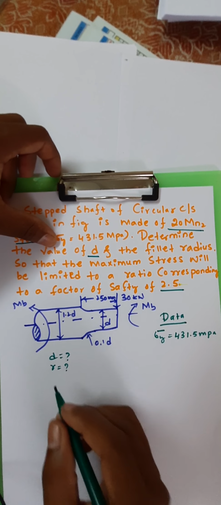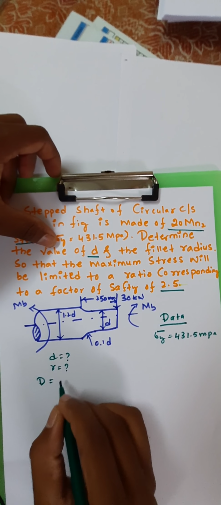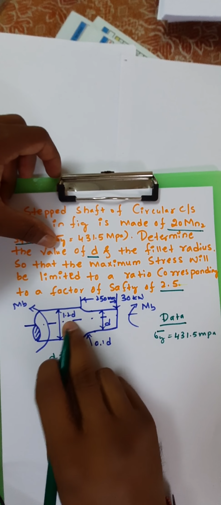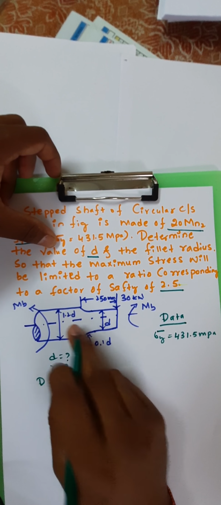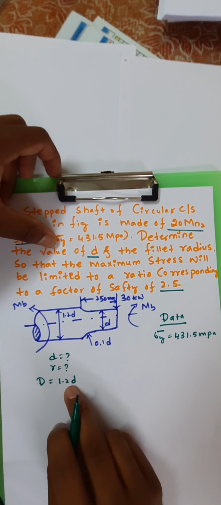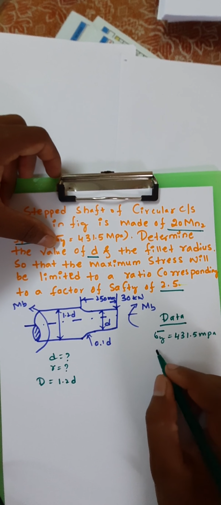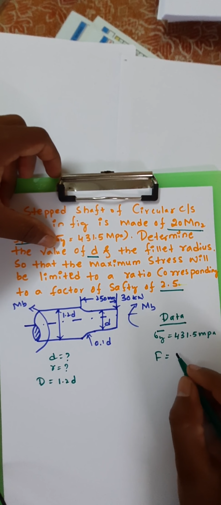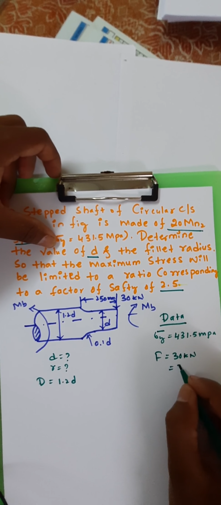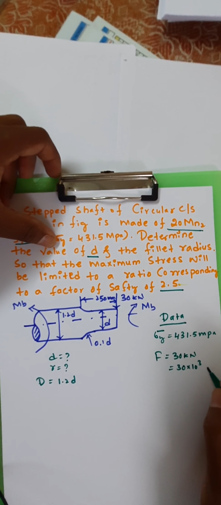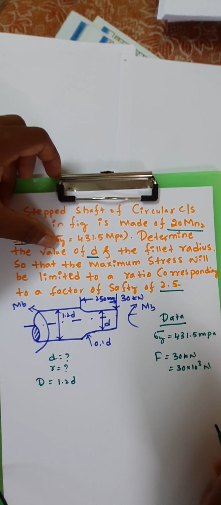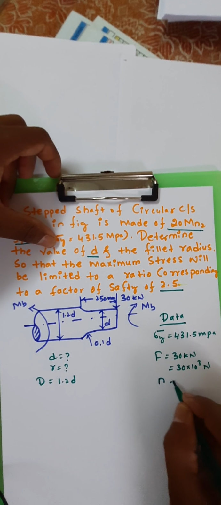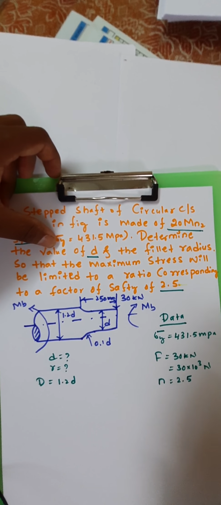With respect to the geometry of the figure, we have capital D equal to 1.2 times small d. Apart from that, we have an axial load, which is F, that is 30 kilonewton, and we will convert it into 30 into 10 to the power 3 newtons. And we also have the factor of safety, small n, which is 2.5.